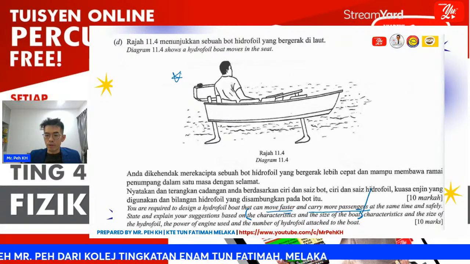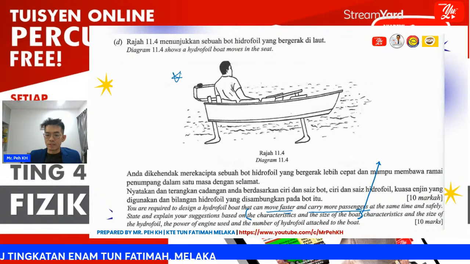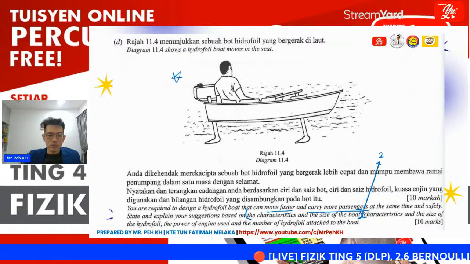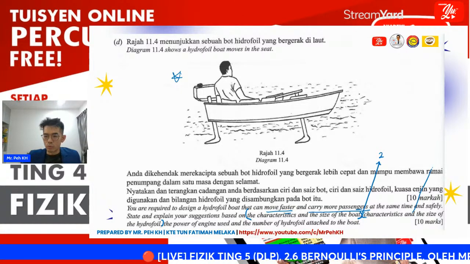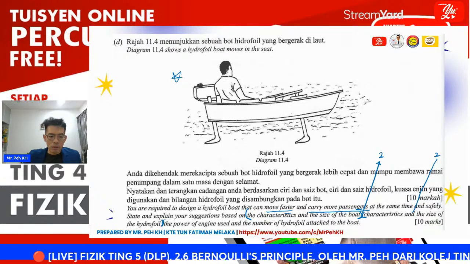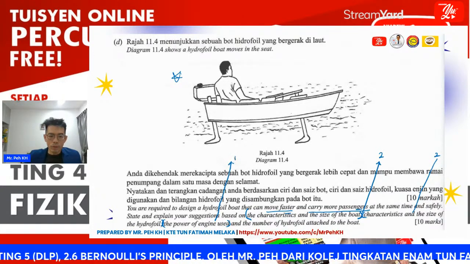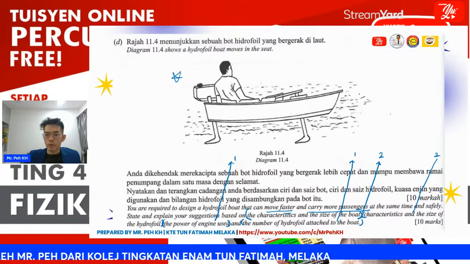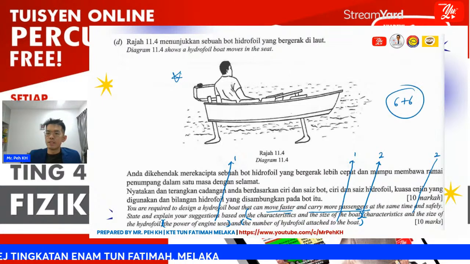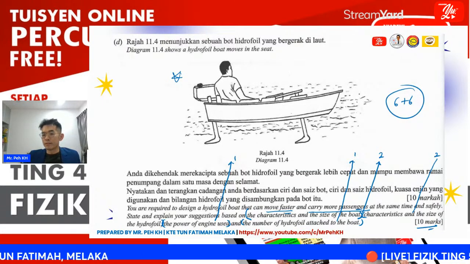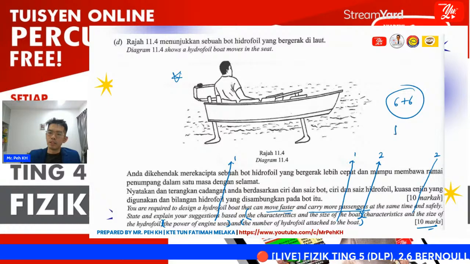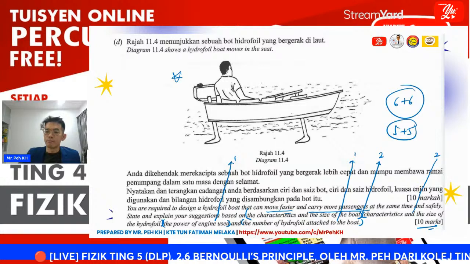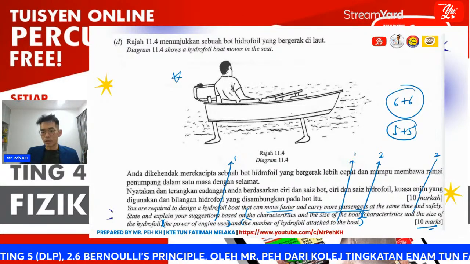So you need to give 2 points here. One is a size, one is a characteristic of the boat. So here got 2. Characteristic and size of the hydrofoil, so here is also 2. Power of engine used, 1 point here, then number of hydrofoils, 1. So total you can write up to 6 plus 6, but the maximum marks will be 10. So that means you can give a minimum of 5 plus 5. But I advise you to give more than 5, because we're not sure that the characteristic you gave is correct or not. But you cannot give contradicting answers.